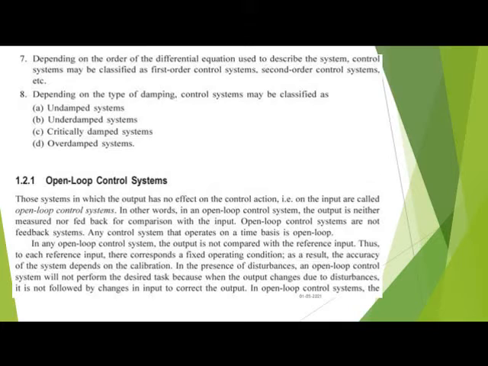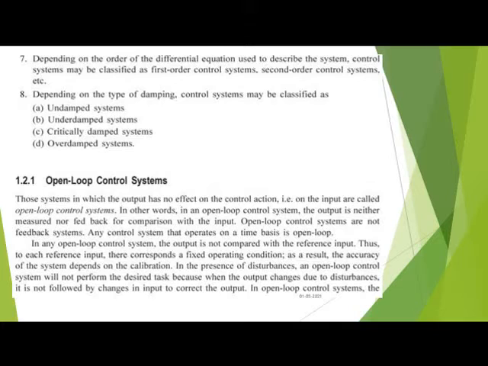After that, we will come back to this. Next, the open loop control system. Very simple. The system in which the output has no effect on the control action is called an open loop system.